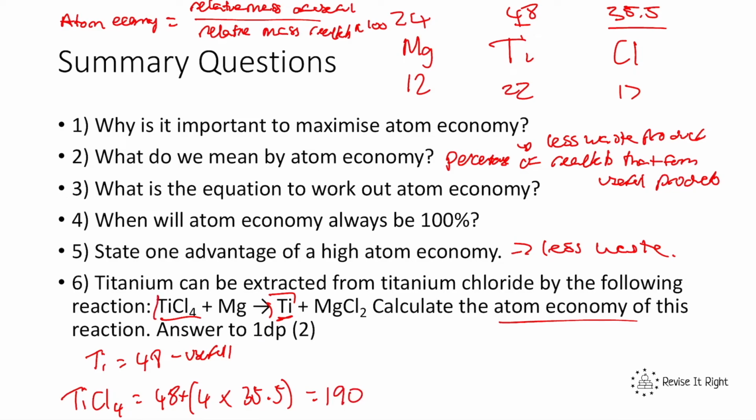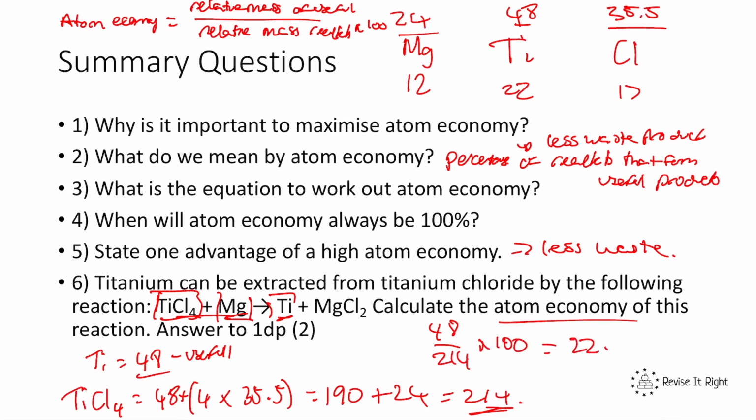So we've worked out the relative mass of that. And then we need to work out the relative mass of magnesium, and that's up here, that's 24. So we only have one magnesium, as you can see. So we need to do 190 plus 24, which gives you 214. So that's the total relative mass of the reactants. We then can do the useful, which is 48, divided by the total, which is 214, times by 100, and you should have got an atom economy of 22.4% for your answer.